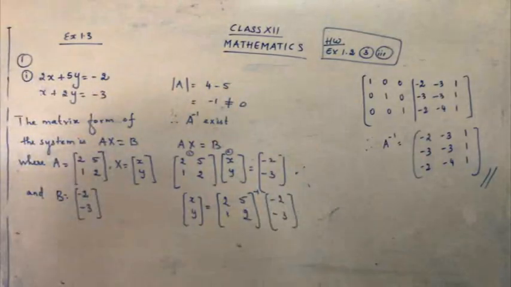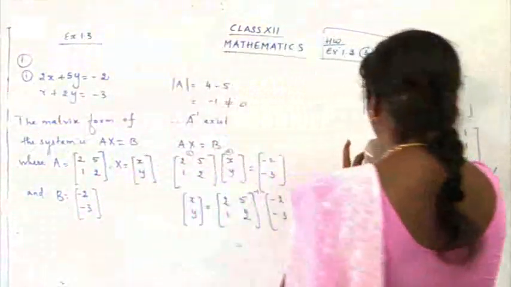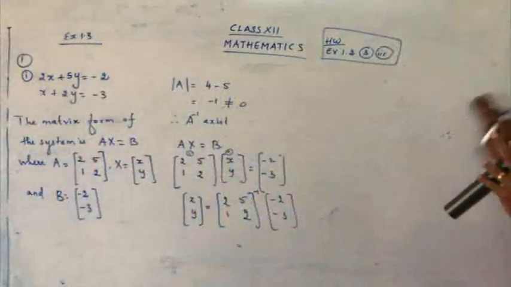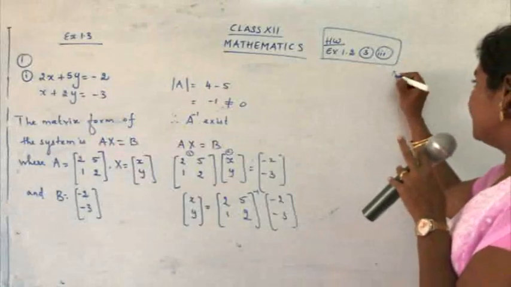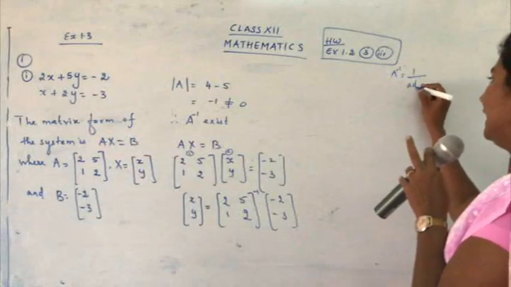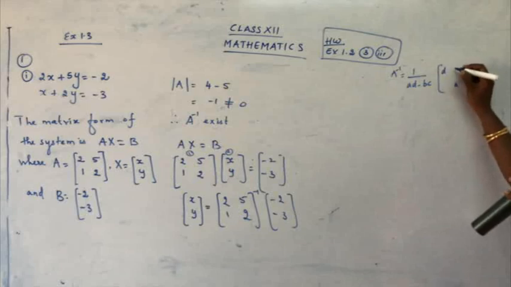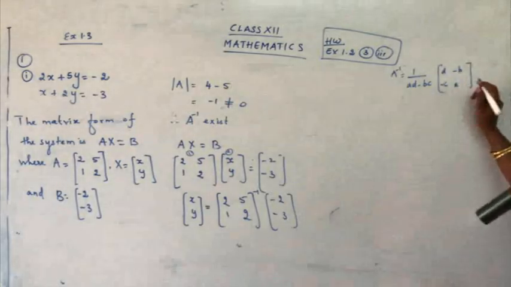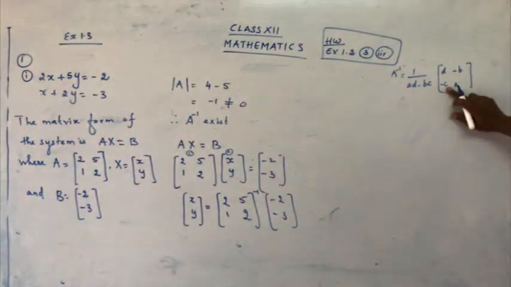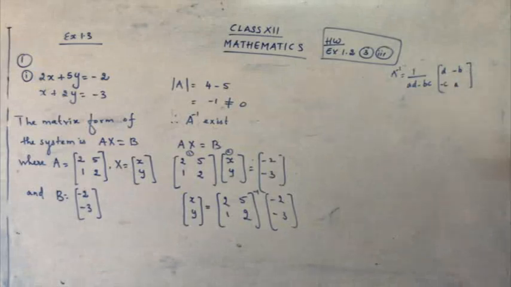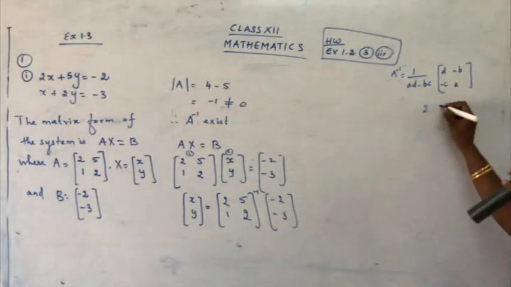Clear? And we have seen how to find the inverse for a 2 by 2 matrix directly. So let's apply the formula for A inverse. How to find A inverse, children? See here, A inverse is 1 upon AD minus BC. A and D are interchanged, so D, A, and minus B, minus C. Just change the sign. So you get D, A, changing the sign. No interchanging, only changing the sign, so minus B and minus C. So let's find out the answer for this, children.